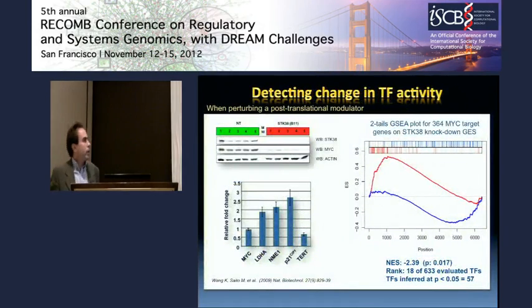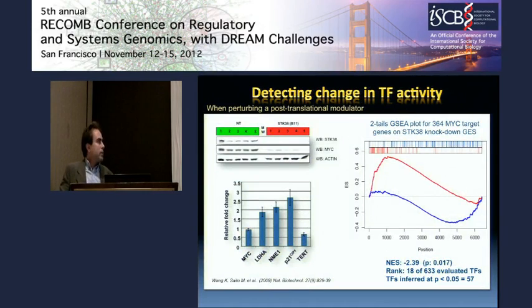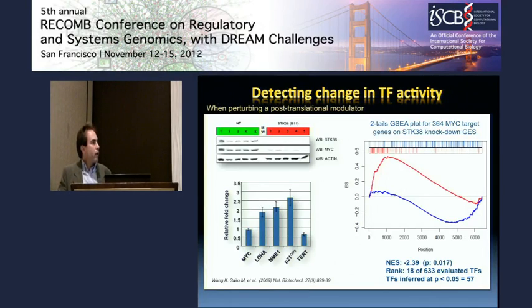For doing this, we knocked down a serine threonine kinase, STK38, that is a post-translational regulator of MYC. I'm showing here a Western blot result in which, after knocking down STK38, we see a strong decrease in the protein level of STK38, paralleled by a decrease in the protein level of MYC, but there's no change in the messenger RNA level of MYC measured by qPCR. And this is the estimation of the activity of MYC, and it was very significant.